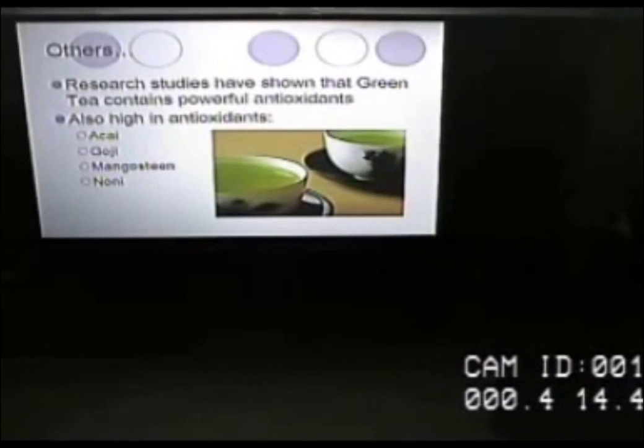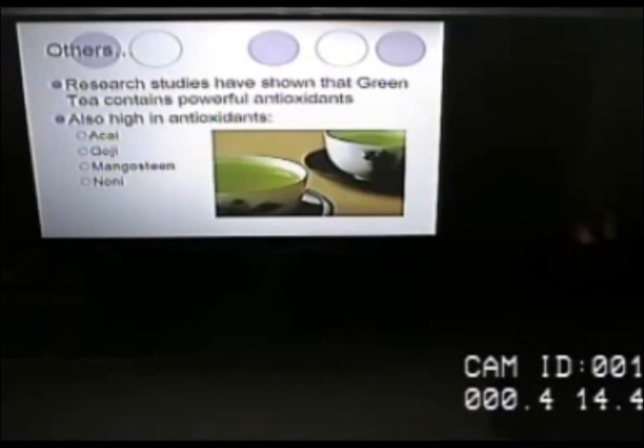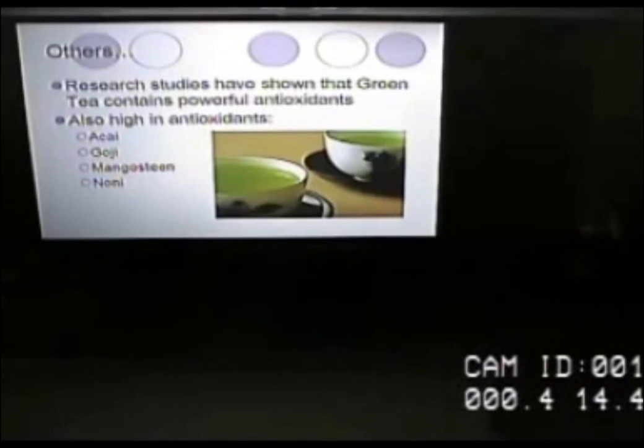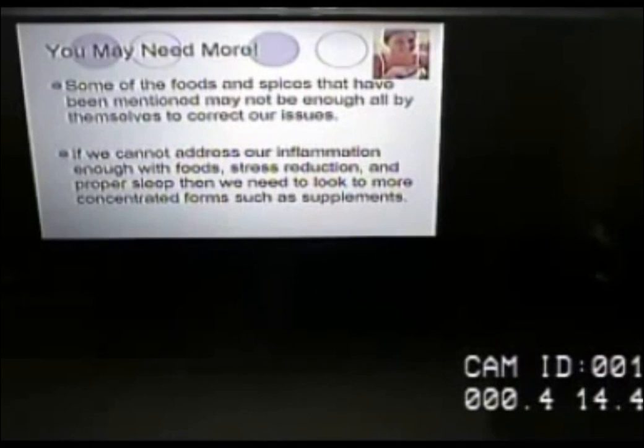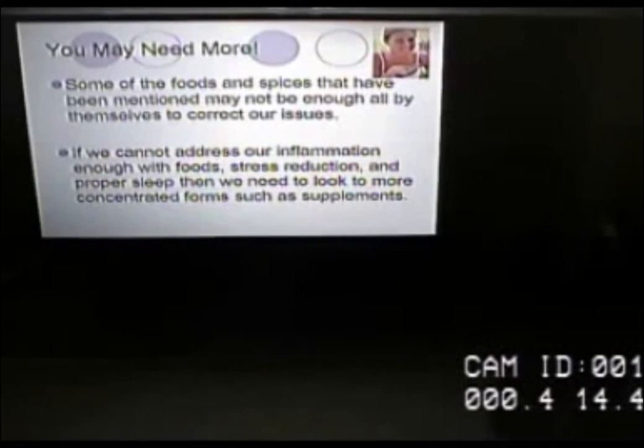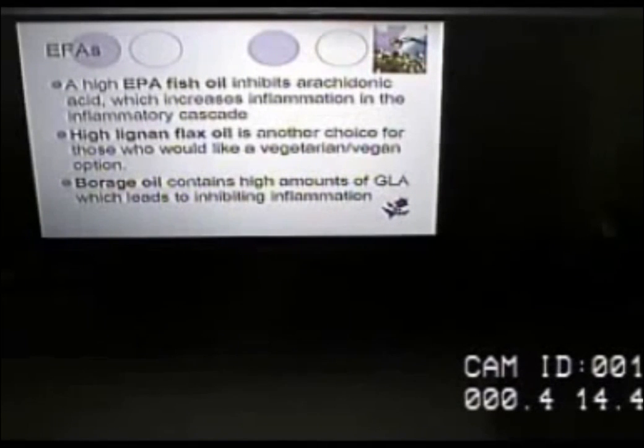Things that are out there that are high in acai, goji, mangosteen, green tea. We already talked about. There's a lot of juices, combinations, powders out there. However you can get it, just try to get it into your diet. So if you can't get it through the foods enough, and this reduction and the proper sleep, we need to get some supplementation. So essential fatty acids, which is oil, flax oil, borage oil, these all help out, and a lot of people are confused because it's not just like, oh, well, we go towards the fish oil.